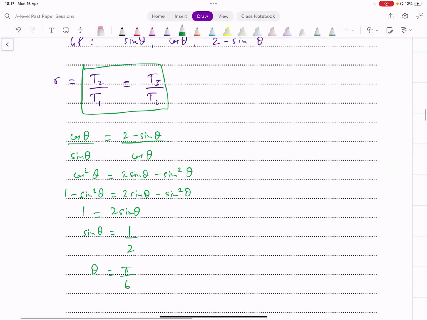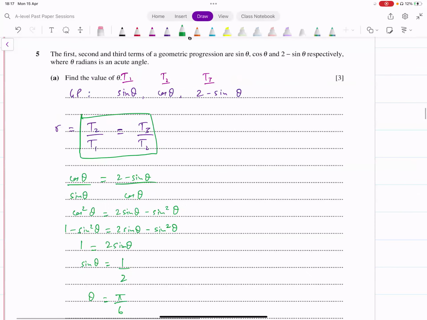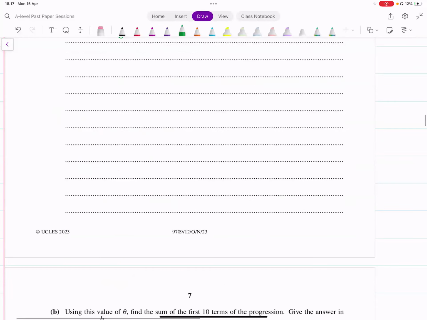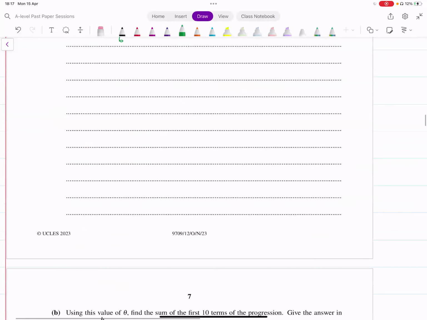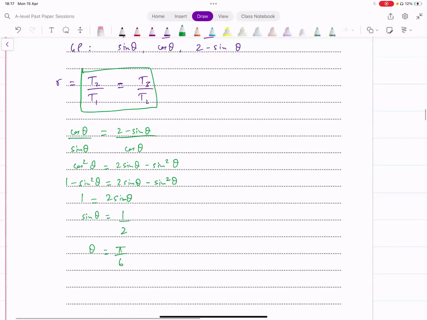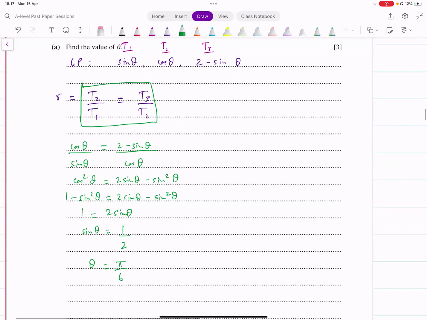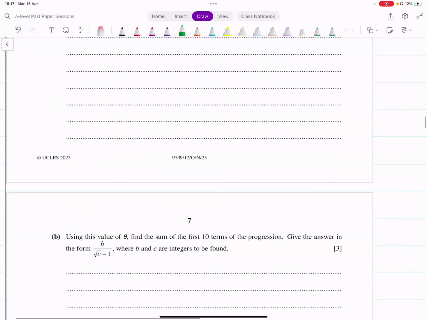That's your final result. Theta equals pi over 6. Okay, that's what we were looking for here. Next, look at the second part. Again, if you have any questions, make sure to raise your hand. Otherwise, I'm going to keep moving on. I hope that makes sense. Let's move on to the next one.